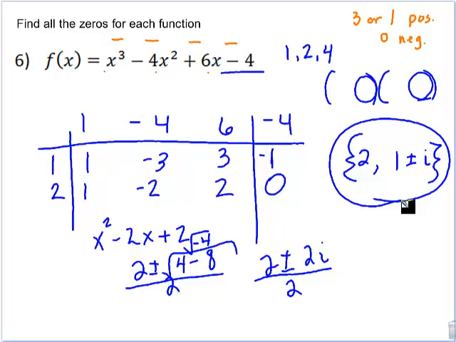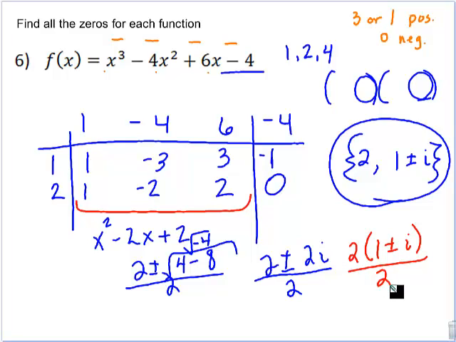Where did you get the x squared minus 2x plus 2? Oh, right here. For synthetic division, we always start with the one exponent lower. How did you get the 1 plus or minus i? Plus or minus 2i? No, it's just 1 plus or minus i, because remember you can only cancel things that are being multiplied. So this would be like taking a 2 out of the numerator and over 2, and then your 2's can cancel. Is that okay?